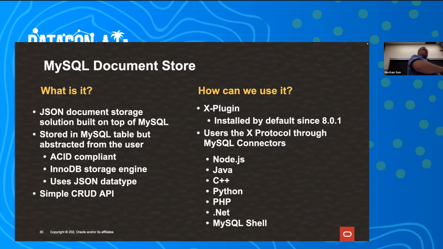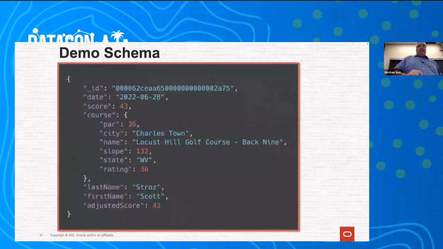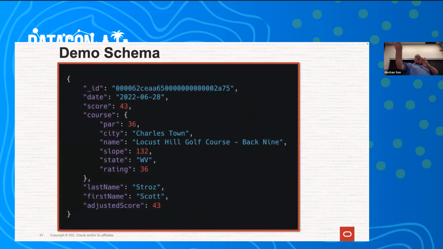For the examples I'm going to show, I used MySQL Shell using the JavaScript support in MySQL Shell, which could be a whole session on itself. Again, here's the demo schema. This is a little bit different demo schema. This schema is actually based on rounds of golf that people have played in the golf league. So we have the ID, which is automatically generated by the document store. We have a date, which is the date the round of golf was played, the score the golfer had, the course that it was played on, the golfer's last name, the golfer's first name, and the golfer's adjusted score.